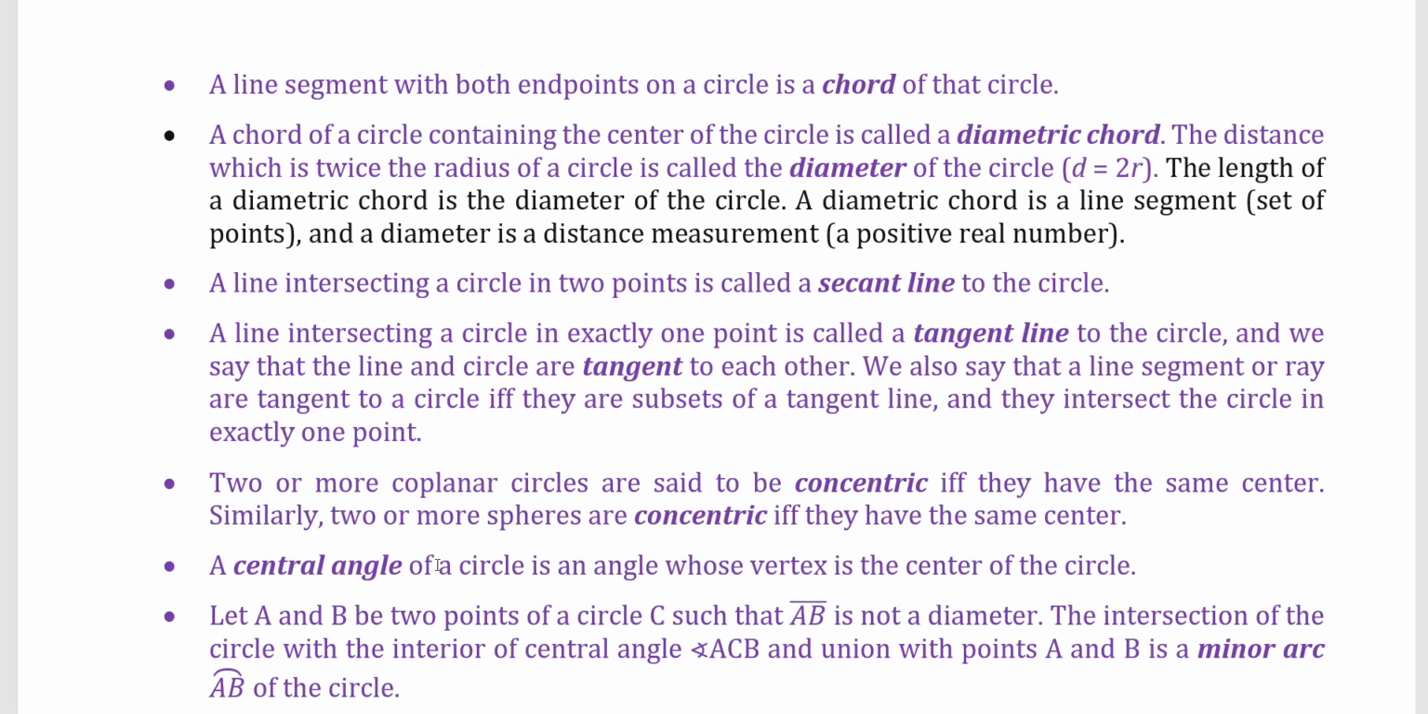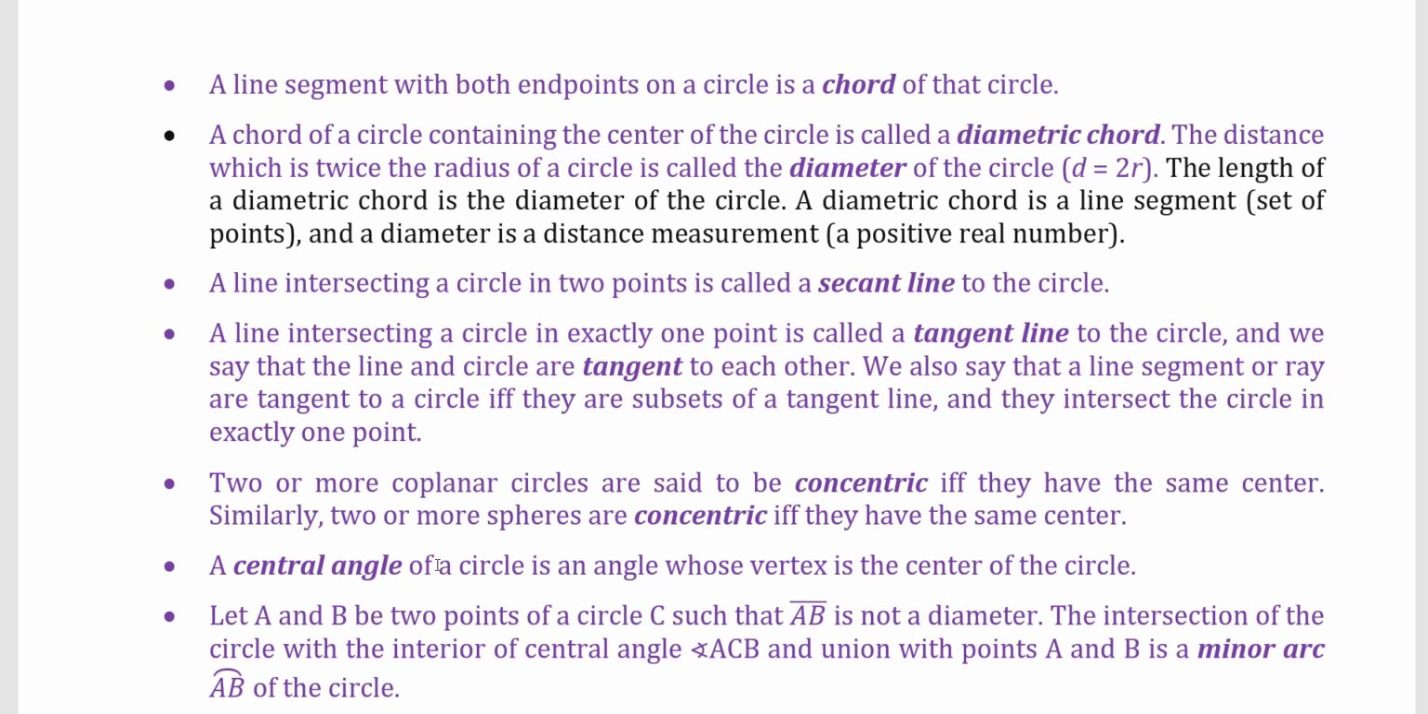A diametric chord is a line segment, a set of points, and a diameter is a distance measurement, a positive real number. Once again, it's the same thing that we had with the words radius and radial segment. Here we have diameter and diametric chord. Some people use the word diameter for both the diametric chord and for the distance. I'm going to make a distinction between those two things.